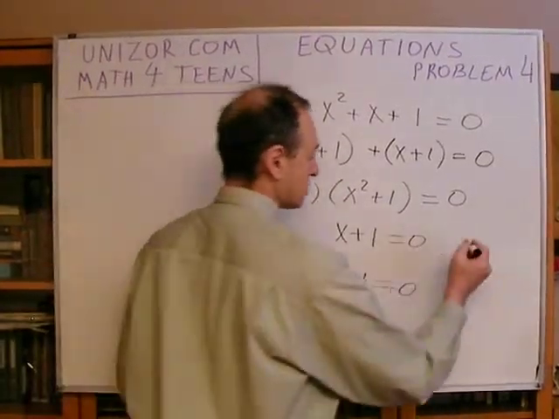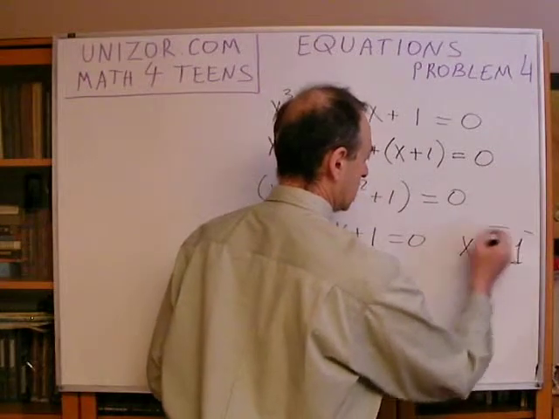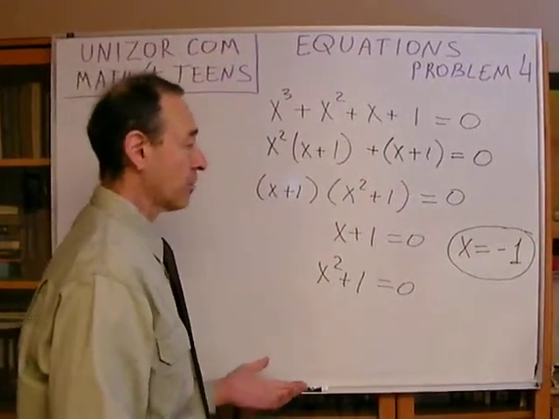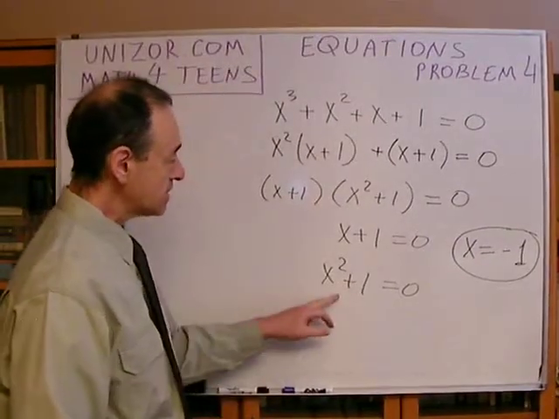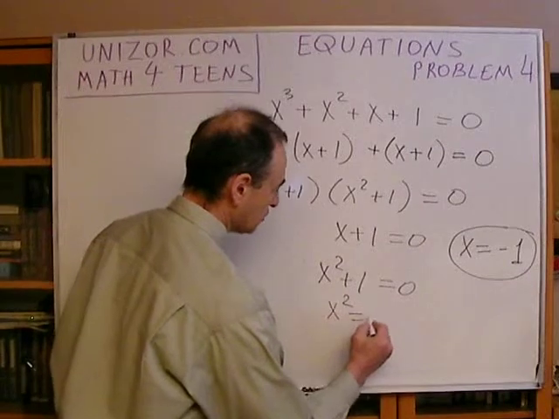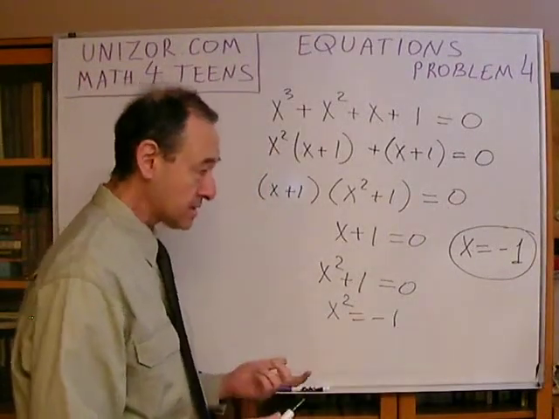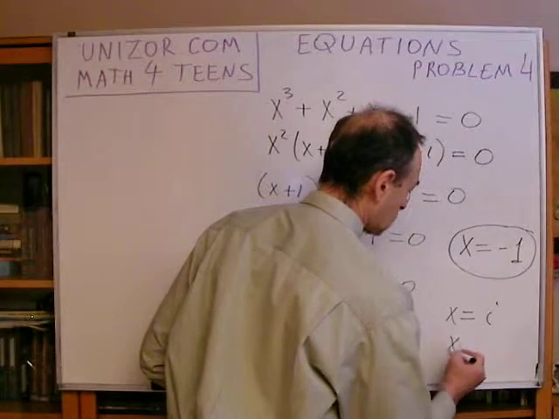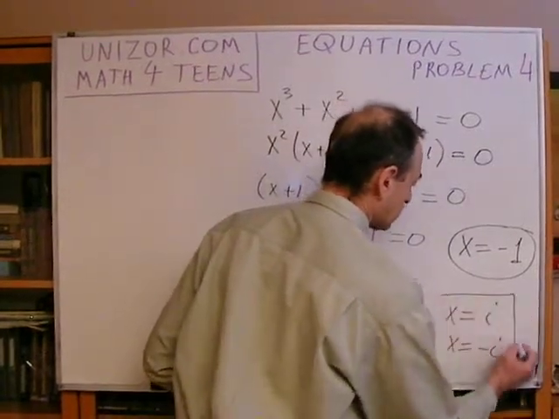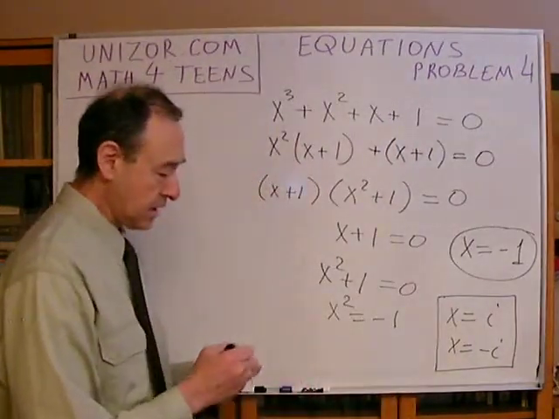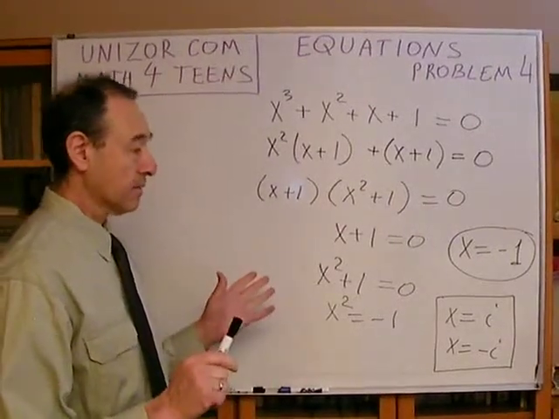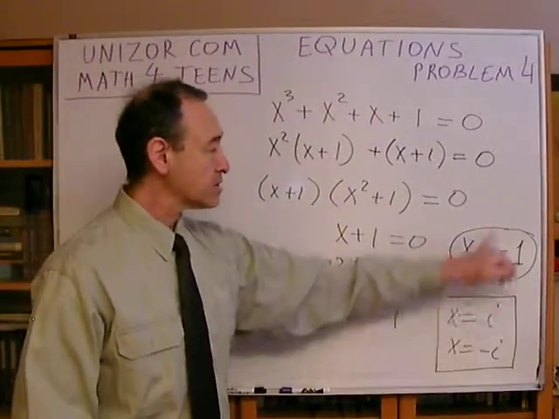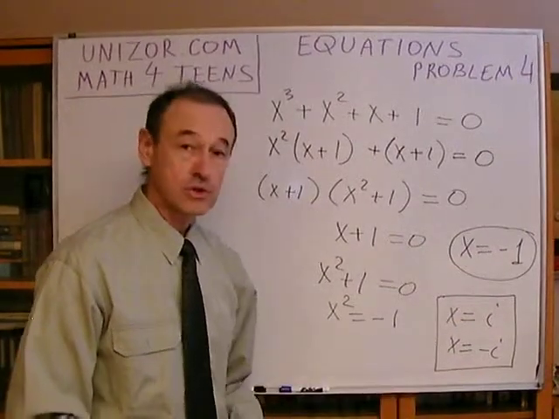Next step, obviously, is just listing the solutions. This is one solution, and this is good in both domains, in all real numbers and in all complex numbers, because it's real. Now, as far as this is concerned, obviously x squared equals minus 1 has no real solutions, but it has solutions among the complex numbers. And these are x equals i and x equals minus i. So these two are additional solutions in the domain of complex numbers. So among real numbers, we have only one solution to this original equation, and among complex numbers, we have three solutions. This one plus two additional, plus and minus i.